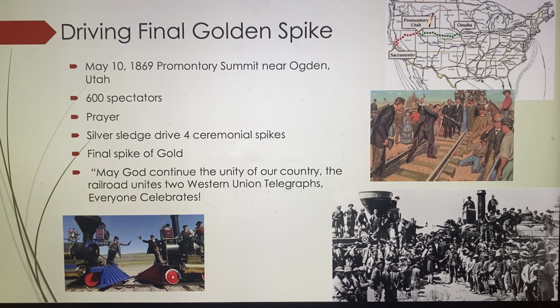They telegraphed this across the country, and people all over cheered. We finally had a railroad that went clear across our country, the United States of America. And you can see some of these pictures here as they're coming together and driving that final spike at Promontory Point in Utah.